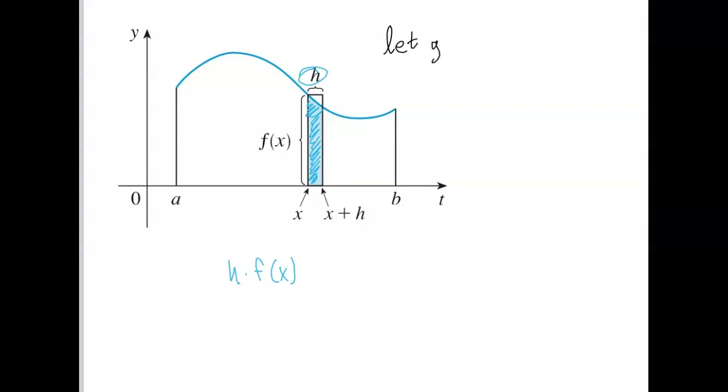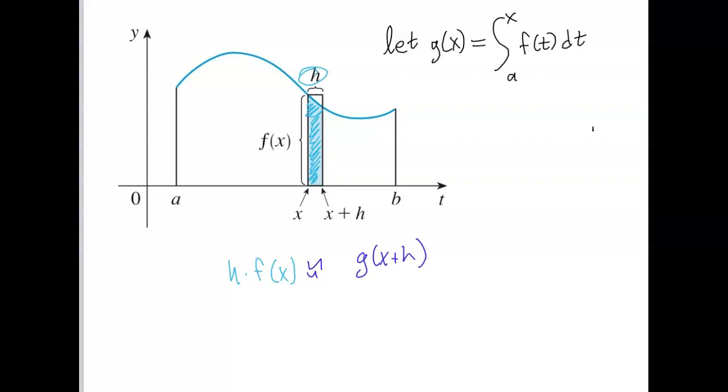Let g of x equal the integral from a to x of f of t dt. So g of x is just the area from a to wherever I let x stop of f of t dt. So another way I could find that area is I could find g of b, I'm sorry, g of x plus h.